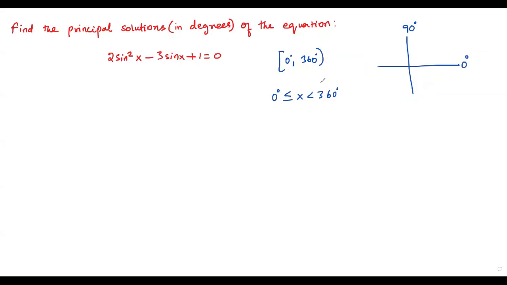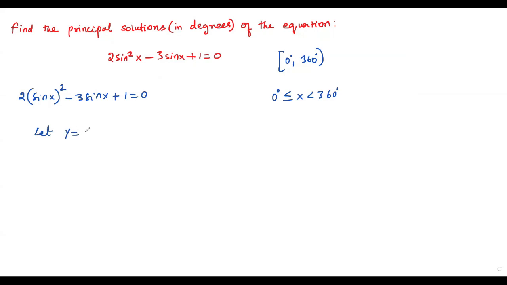Okay, now we can start solving the given trigonometric equation. My first step is to write this sine square x as sine x whole square. That is, the equation will become 2 times sine x the whole square negative 3 sine x positive 1 equals to 0. Now, to make the solving process easier, I'm going to assign a new variable y for this sine x. So let y equals sine x.